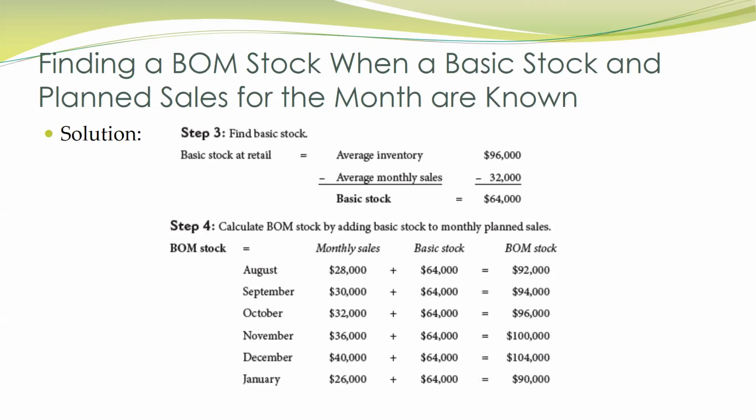Sorry, Mara, and if anybody I confused, I said just calculate the BOM stock for August and January, which meant that you were going to calculate just the August and January. I didn't mean to combine them, sorry. So hopefully that clarifies your doubt after seeing this slide, where you will take the basic stock plus the monthly sales for each month.